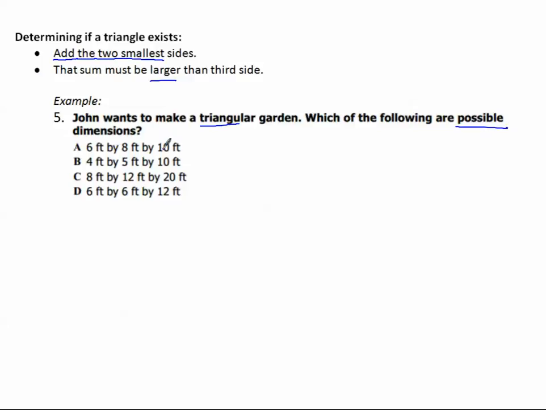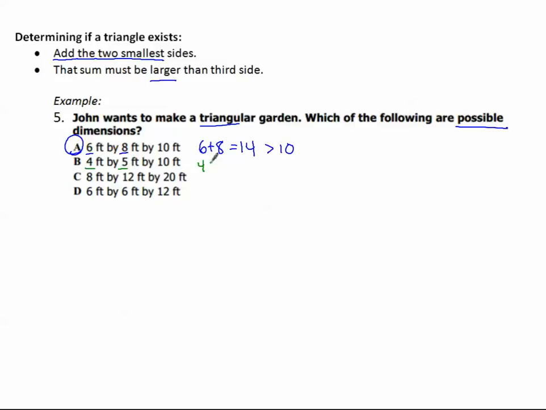So of these 3, 6 and 8 are the smallest. So I do 6 plus 8, that equals 14. It is bigger than 10. 14 is bigger than 10. So this one is, oh, it is possible. Okay, so right off the bat, we found the one that's possible. Why are the other ones not possible? Just in case choice A wasn't the correct answer at first.